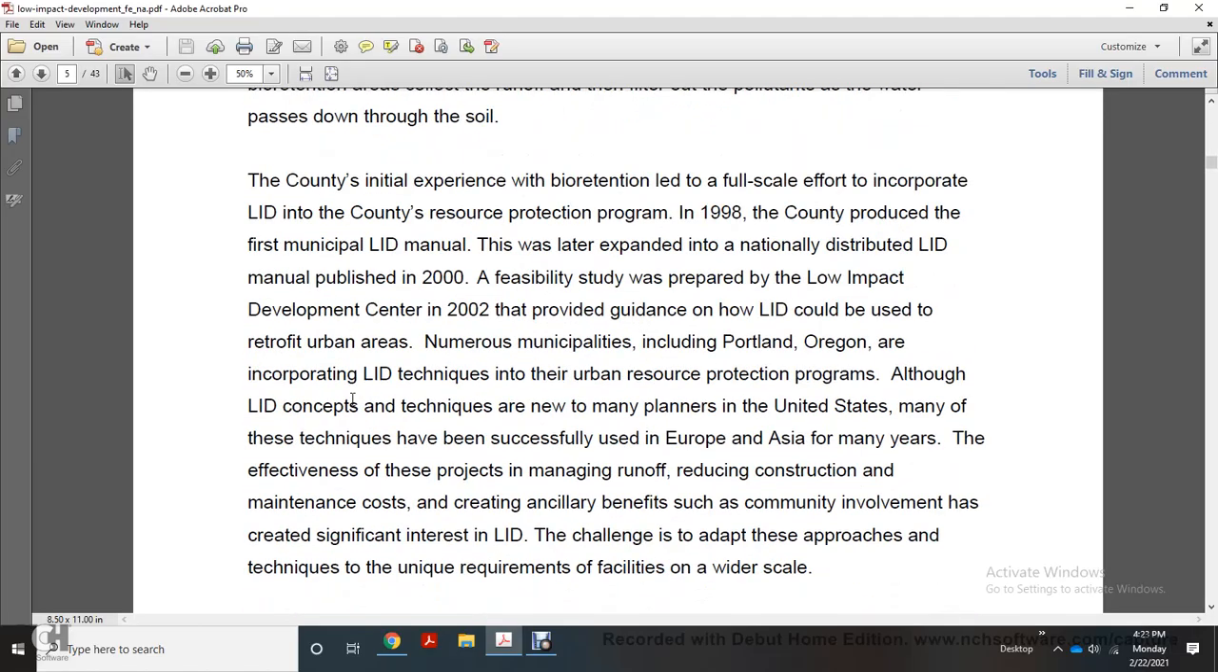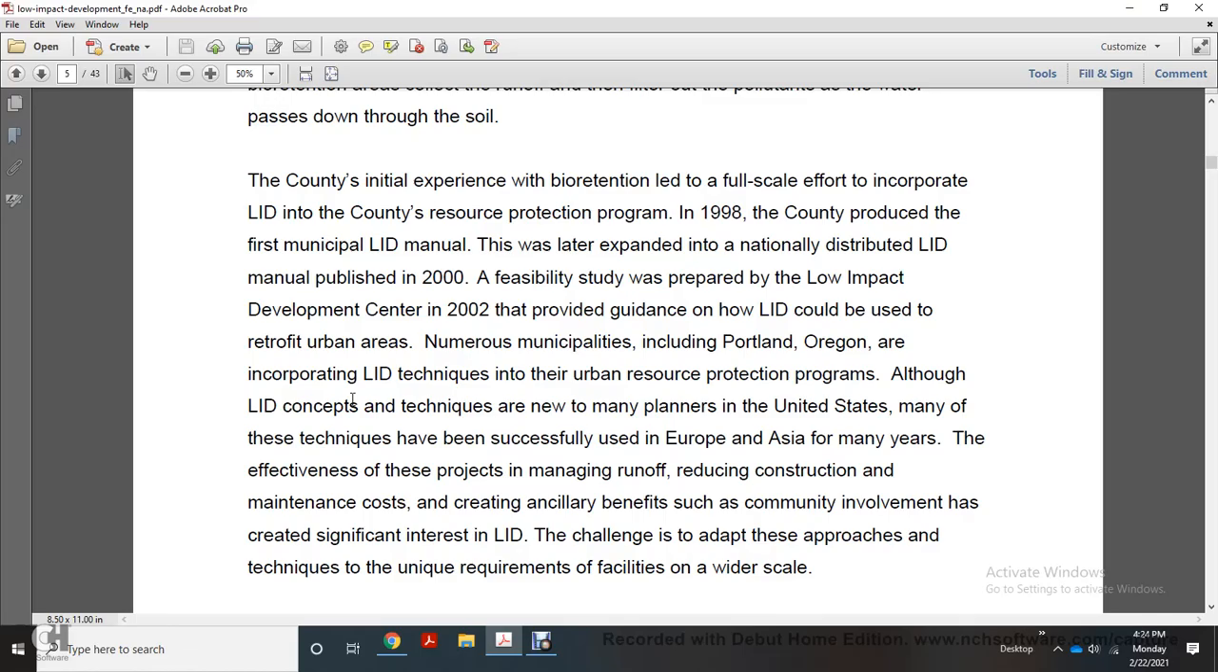The county's initial experience with bioretention led to a full-scale effort to incorporate low-impact development into the county's Resource Protection Program. In 1998, the county produced the first municipal low-impact development manual, later expanded into the National Low-Impact Development Manual published in 2000. A feasibility study prepared by the Low-Impact Development Center in 2002 provided guidance on how low-impact development can be used to retrofit urban areas. Numerous municipalities, including Portland, Oregon, have incorporated low-impact development techniques in their resource protection programs.